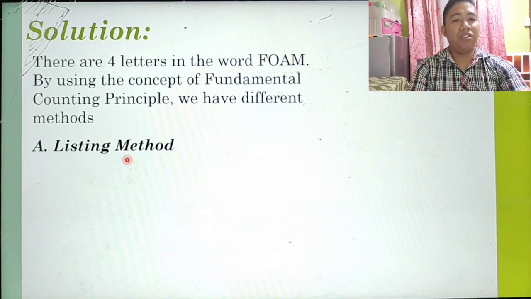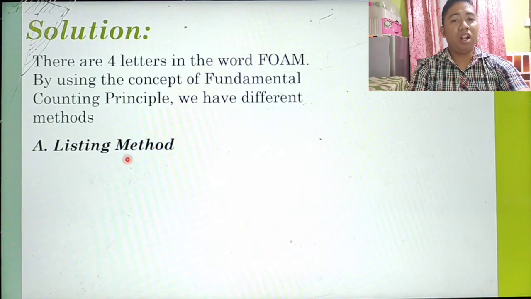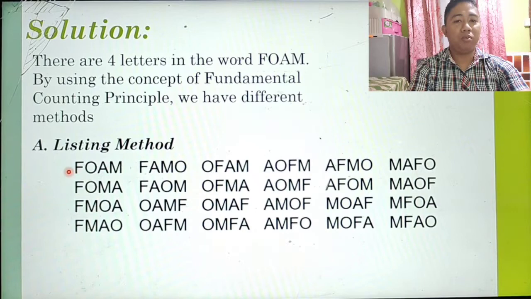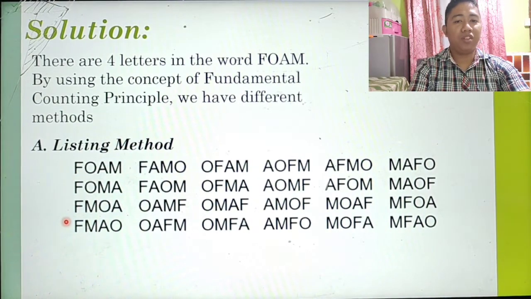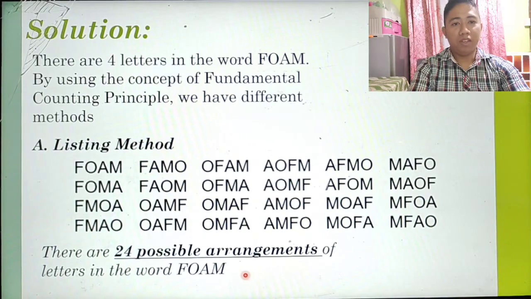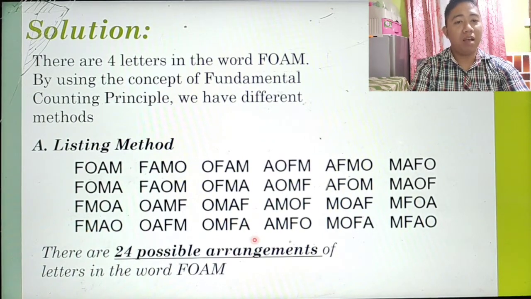We have already encountered listing all of the possible outcomes. So we have 1, 2, 3, 4. There are only 4 outcomes in every column. So 1, 2, 3, 4, 5, 6. We have 6 columns multiplied by 4, which is 24 possible arrangements of the letters in the word foam. These are the outcomes using the listing method.